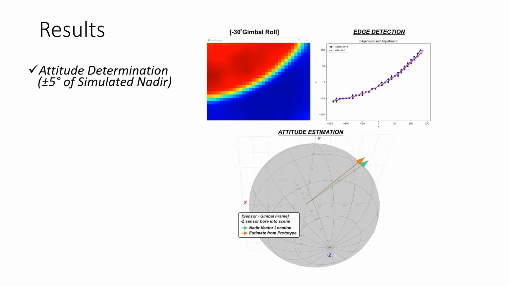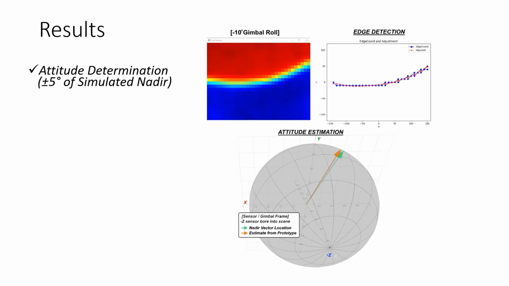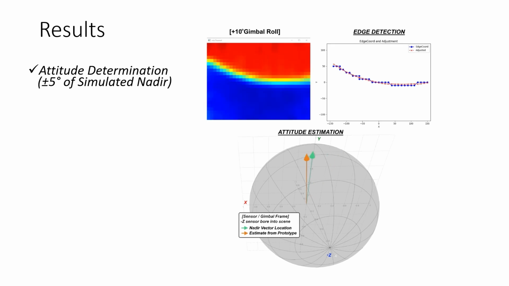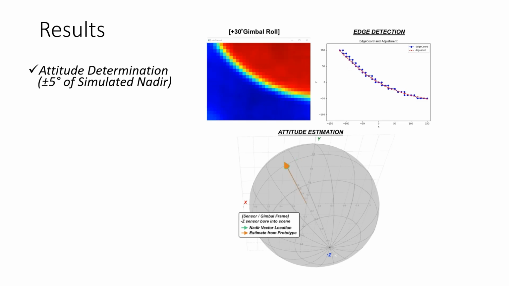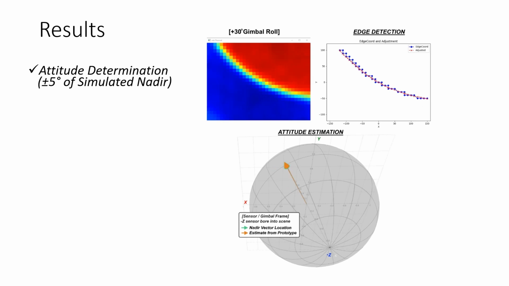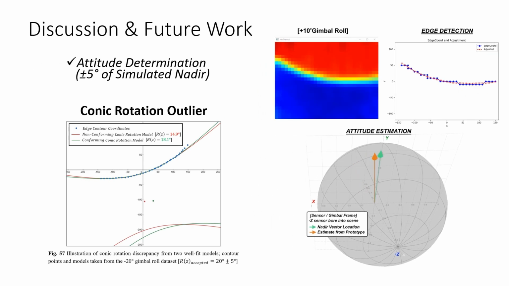Here we see the attitude estimations from the prototype horizon sensor as it views the orbital view test stand at various roll angles. And overall, it was able to achieve an attitude determination of ±5 degrees of the simulated nadir vector. One of the main contributors to why this tolerance wasn't able to be smaller is related to the rotation of the conic in the image frame.